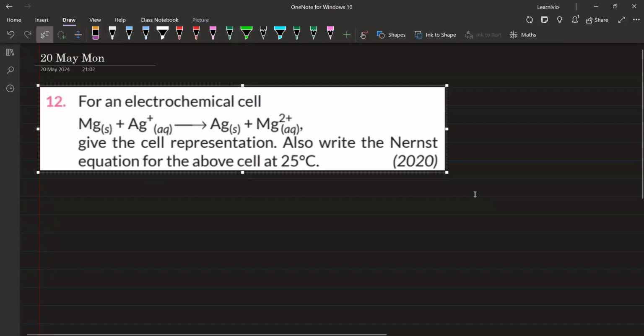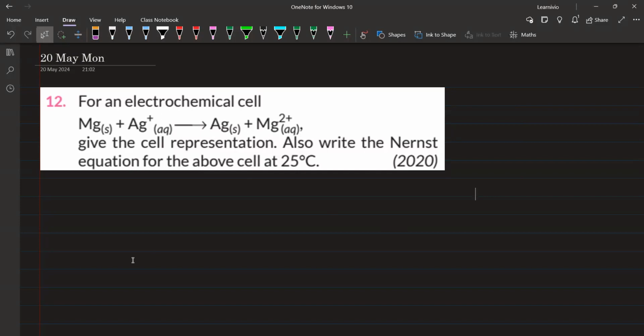ठीक है? Basically, they are saying give the representation of cell, anode, bridge, cathode, and write the Nernst equation. Just to remind you guys, look at the balanced chemical reaction. Now you have to balance it. Charge same नहीं है. I hope you can see that. For a balanced chemical reaction, the charge and the number of atoms both should be same in the right hand side as well as in the left hand side.